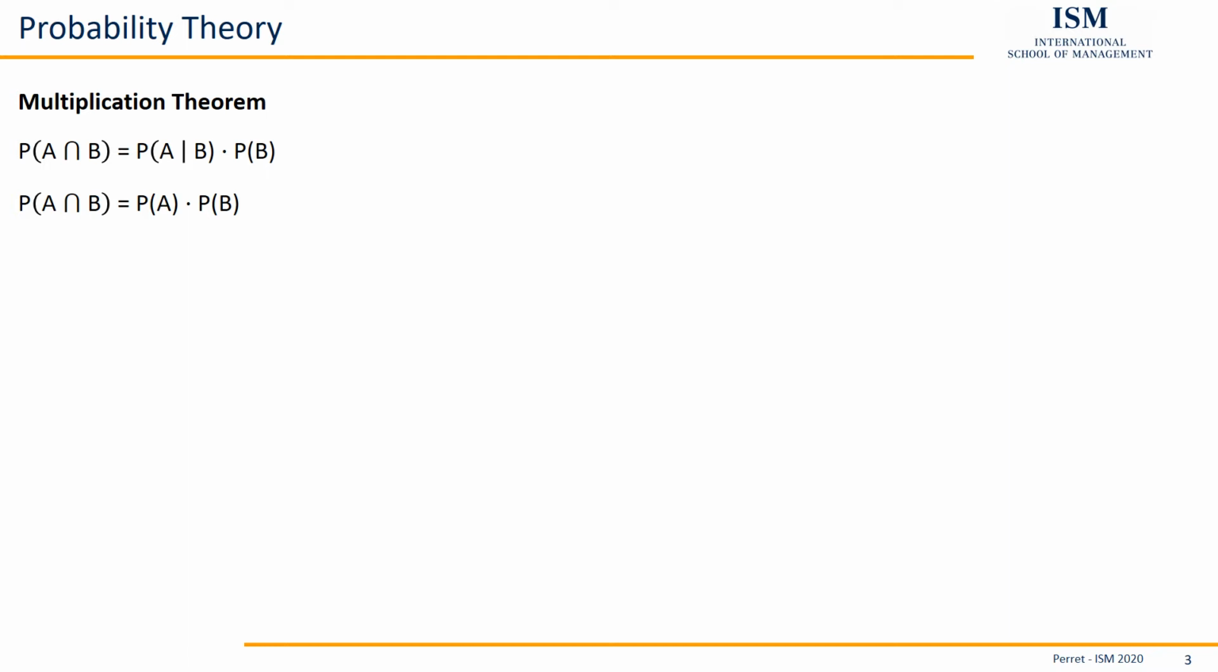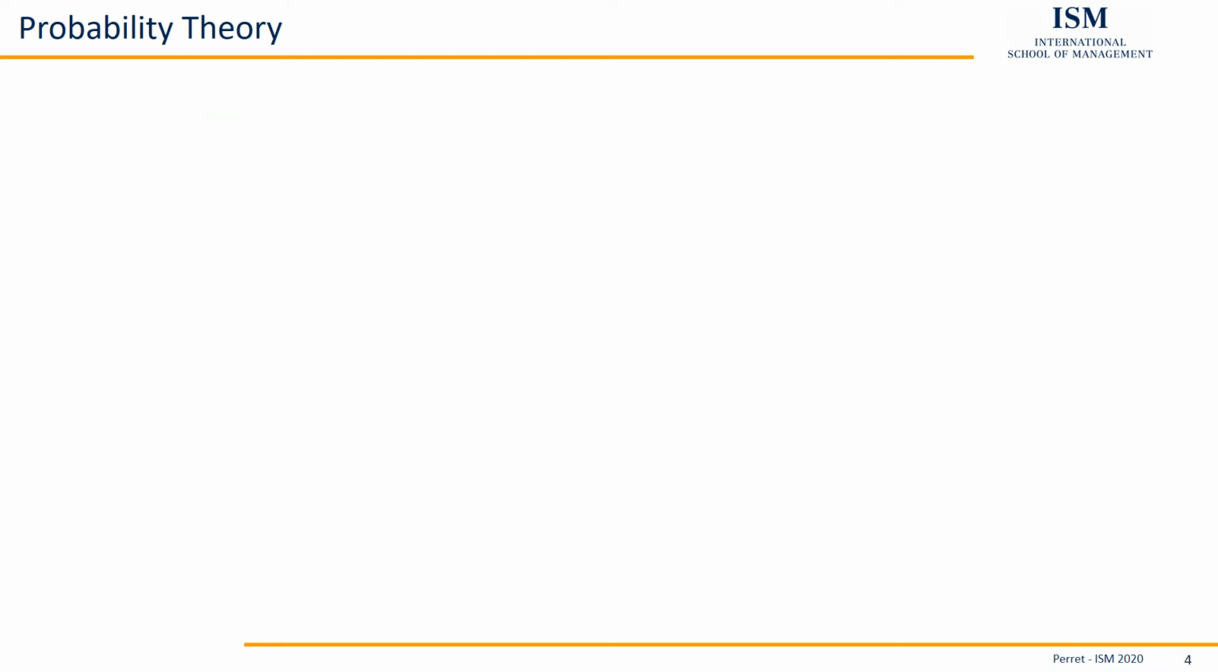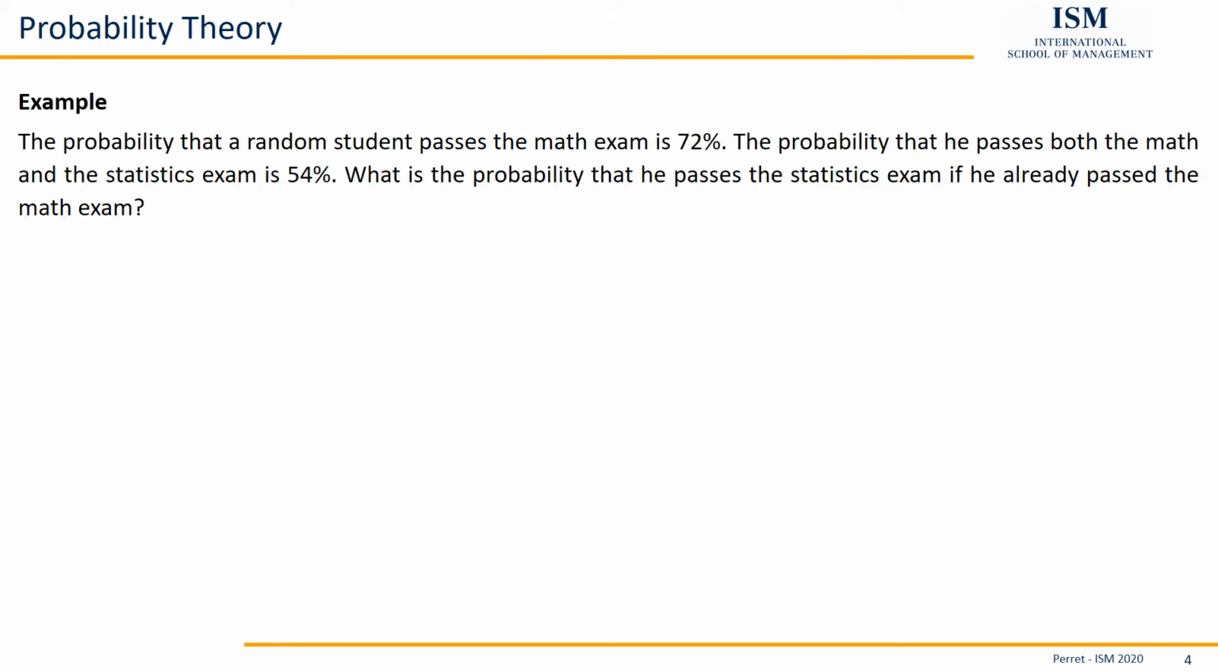Well, okay, if we have this multiplication theorem, we can take a look at the corresponding example. The probability that a random student passes the math exam is 72%. The probability that he passes both the math and the statistics exam is 54%. Then the question: what is the probability that he passes the statistics exam if he already passed the math exam?